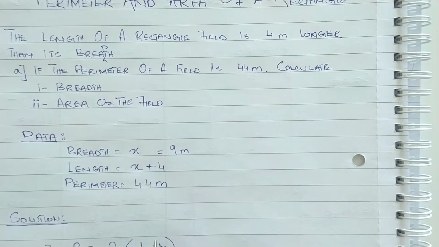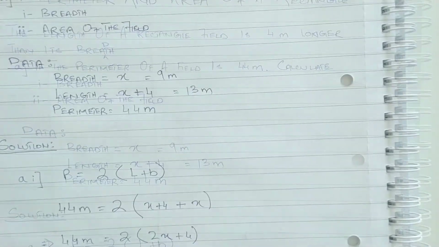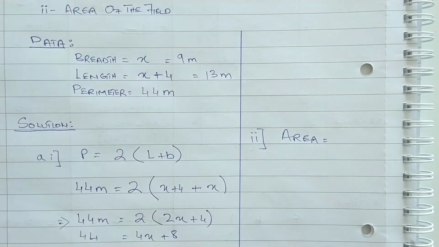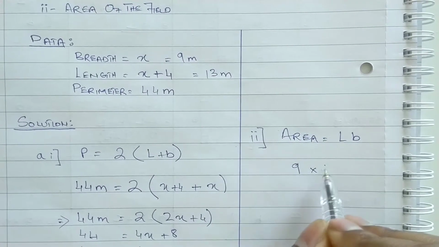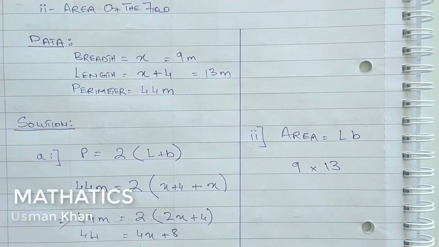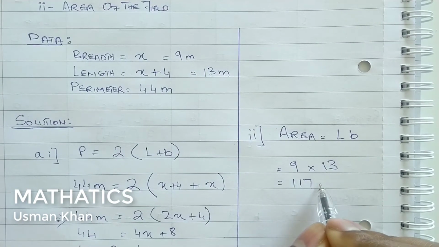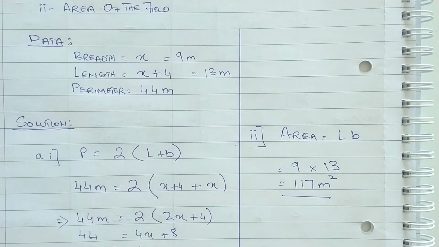So the length would be x plus 4. So 9 plus 4 equals 13 meters. As we have both values of length and breadth, we'll use the area formula for the rectangle, that is LB. We know the breadth is 9 meters and the length is 13 meters as calculated earlier. That becomes 117 meter square.